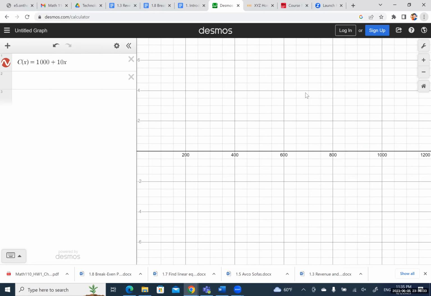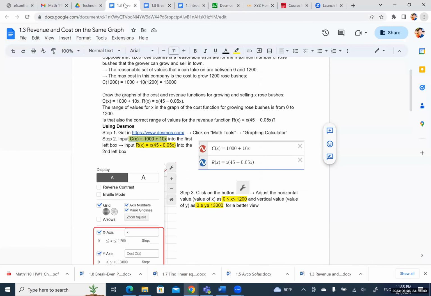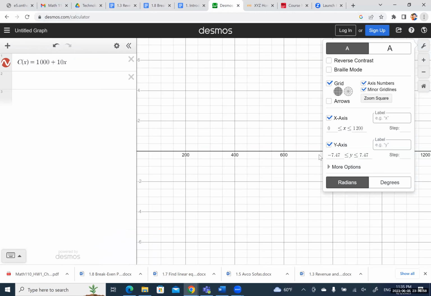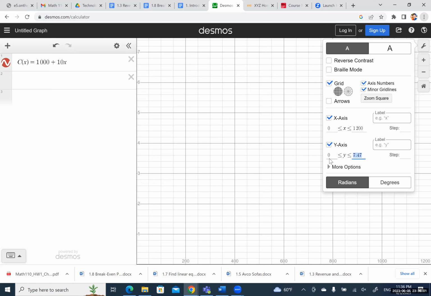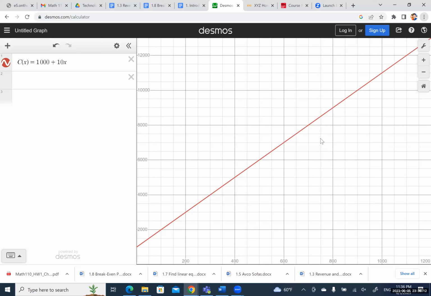Okay, so let's see the cost. Haven't seen anything yet. Okay. I need to adjust the y-axis also. The y-axis is going to start from 0 to 13,000. So 0 to 13,000. All right, so now I can see the graph, right?